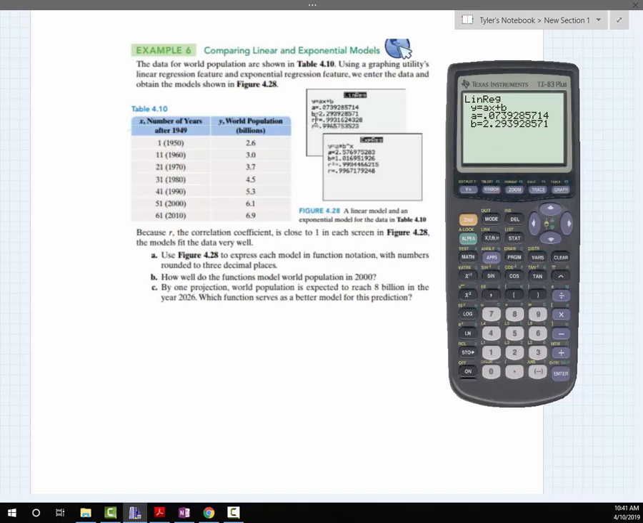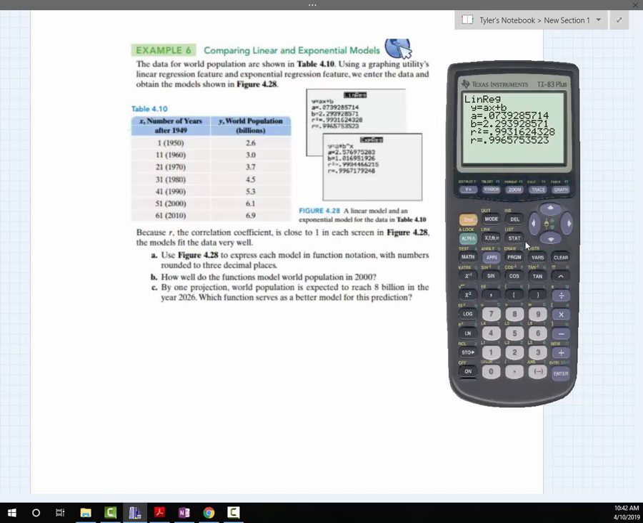If you notice, it doesn't give you the r and r squared value. If you want that, you only have to do this one time, and by default it's turned off, you have to turn your diagnostics on. So if you go to second and then hit 0, which is catalog, then you scroll down till you get to the D's and look for DiagnosticOn, and then hit enter again, and now it'll be turned on. So then when you go to stat, calculate, and option 4, LinReg, now it will give you the r squared and r values appropriately. That's just a screenshot of this.